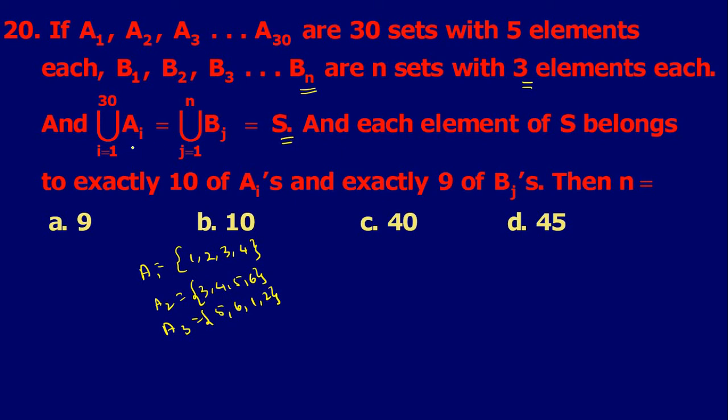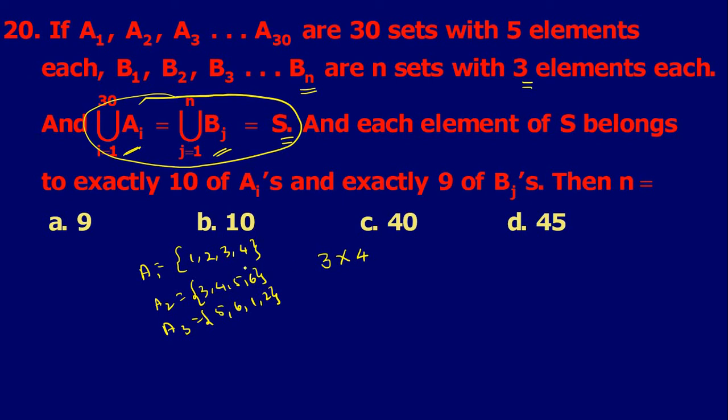That implies the total number of elements in the union of Ai is also equal to the total number of elements in the union of Bj. So the total elements in the union of Ai is the same as the total elements in the union of Bj. It is the same as the total elements in the set S. Now how to find the total elements? Here A1, A2, A3 are 3 sets and we have 4 elements each. But I am not using 4 threes are 12 elements. Here I am using only 1, 2, 3, 4, 5, 6, that is only 6 elements.